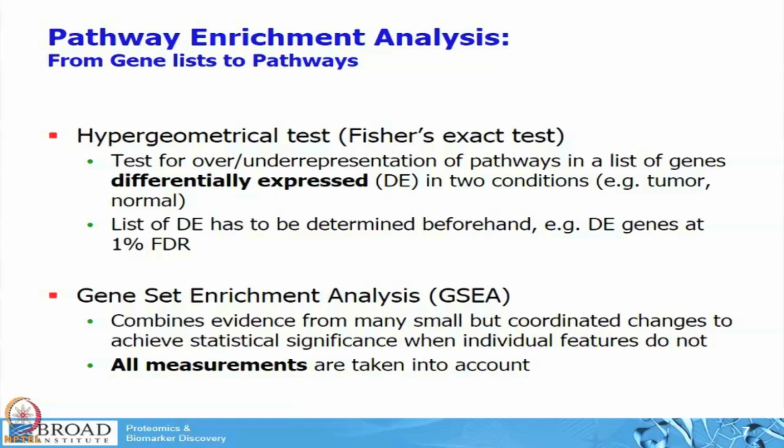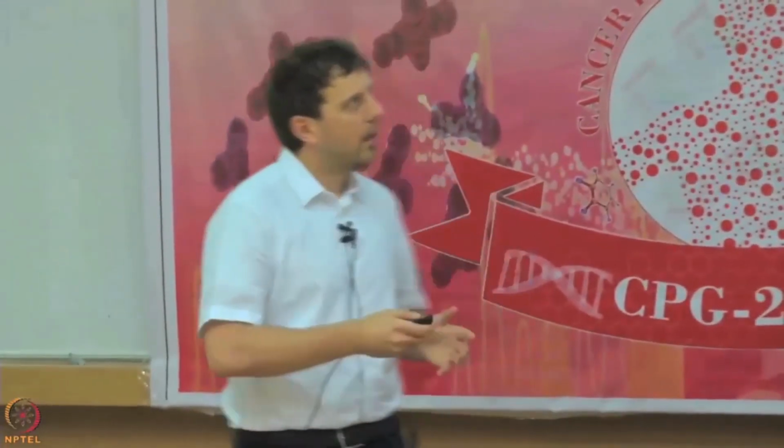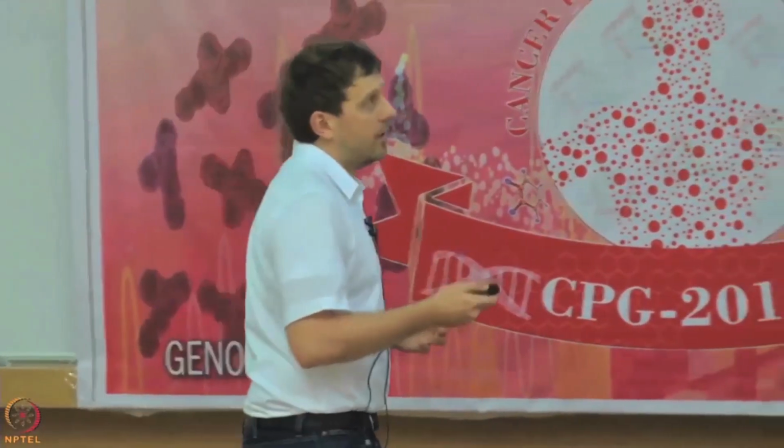What that means is you have to define this list of differentially expressed proteins beforehand, before you do your pathway analysis. Let's say you compare basal and luminal, and then you do your statistical test, a two-sample t-test, and you look at everything that is differentially expressed at 1% FDR. That's the input to your pathway analysis.